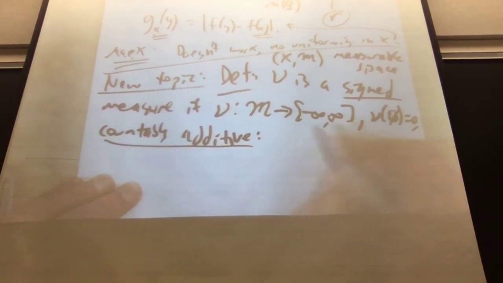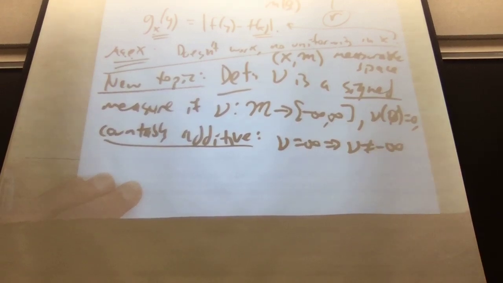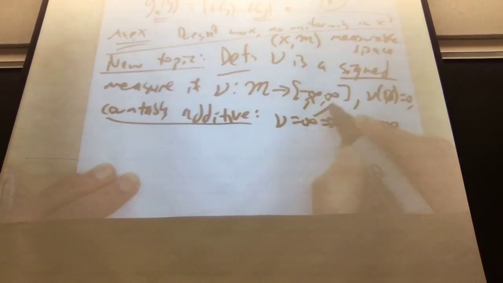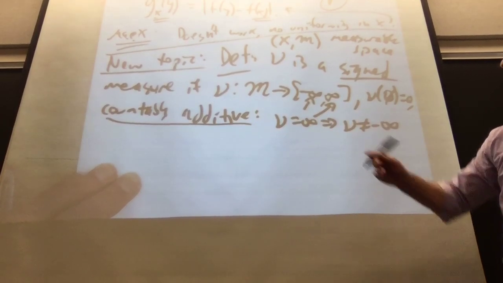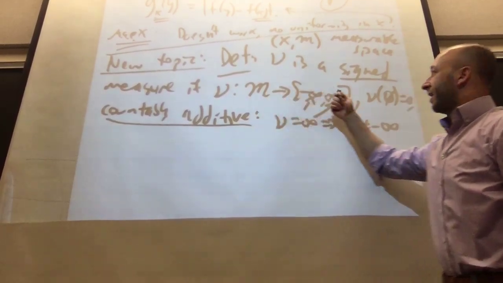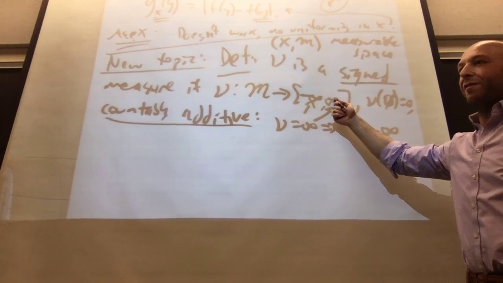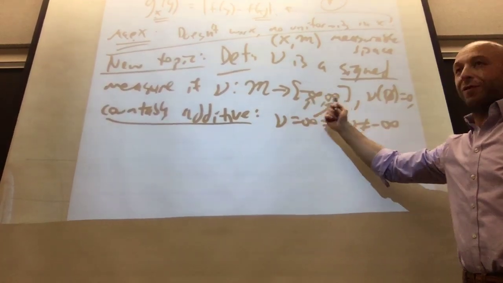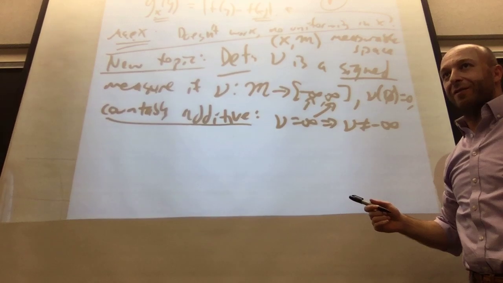First of all, nu can only take one of these values. Nu equal to infinity implies nu does not equal minus infinity. It can only take one of those values over the entire set of values. It either takes positive infinite values for some sets, but never negative infinite values, or vice versa, or it never takes positive or negative infinite values.